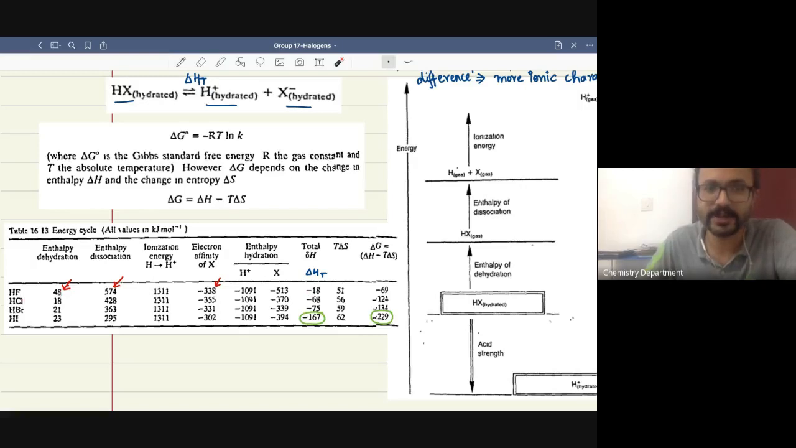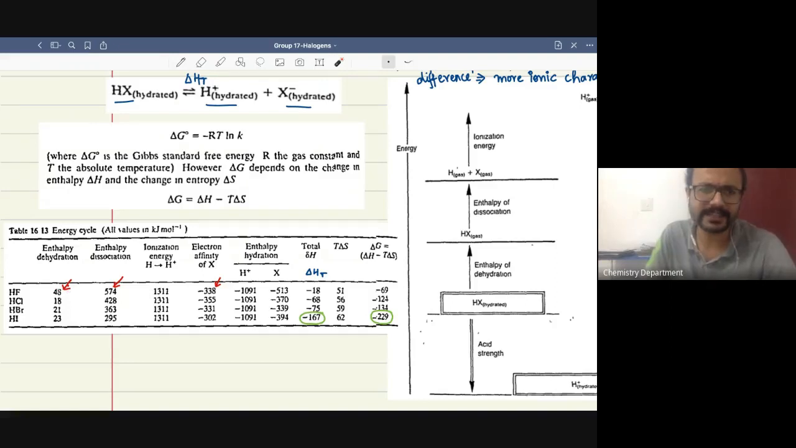What are all the contributing factors? One of the contributing factors is the enthalpy of dissociation. Enthalpy of dissociation is a positive quantity, so this will reduce the negativity of the delta H total. This is pretty high for the case of HF in comparison to HI. It's almost double compared to HI. So this is one of the factors why you have a lesser acidity for HF.